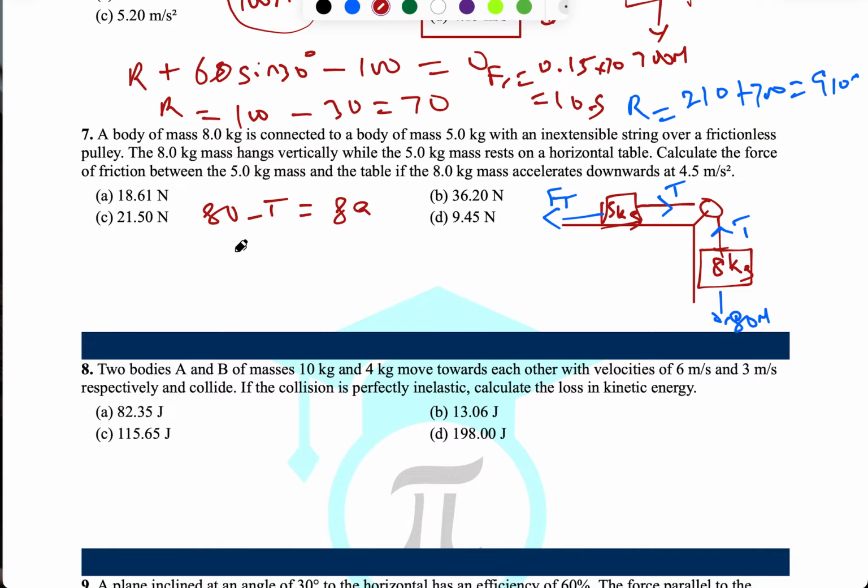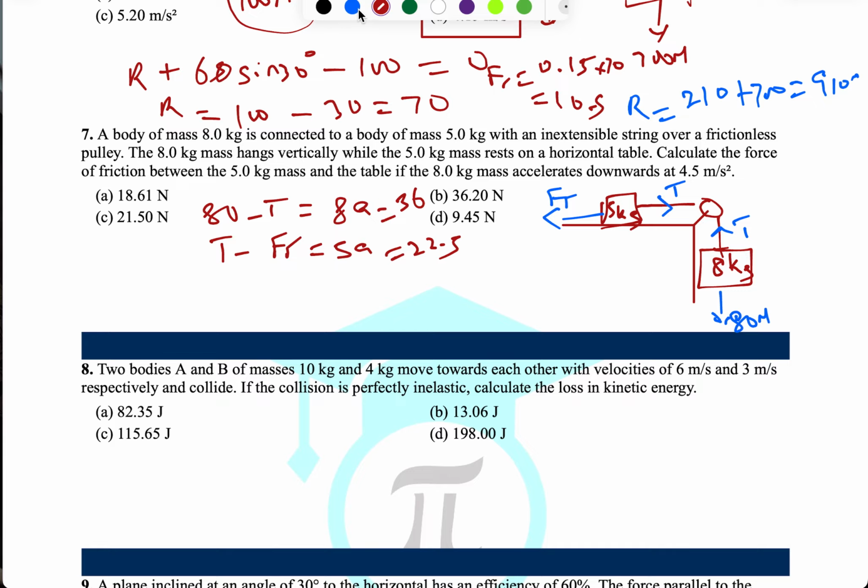Then for the second case, you have tension minus frictional force. This frictional force is exactly what we're looking for, equals 5 times A. In this case, the mass accelerating is the mass 5 kilogram. Now, we know our A already. A is 4.5. So quickly, let's get 8 times 4.5, that is 36. And 5 times 4.5, that is going to be 22.5.